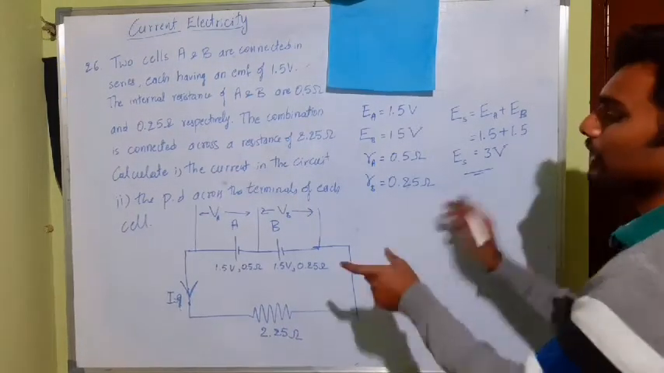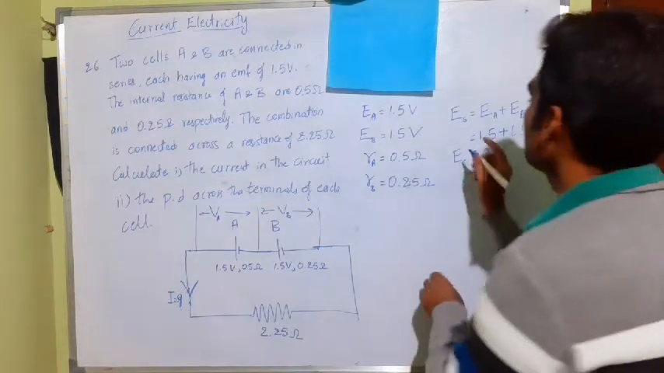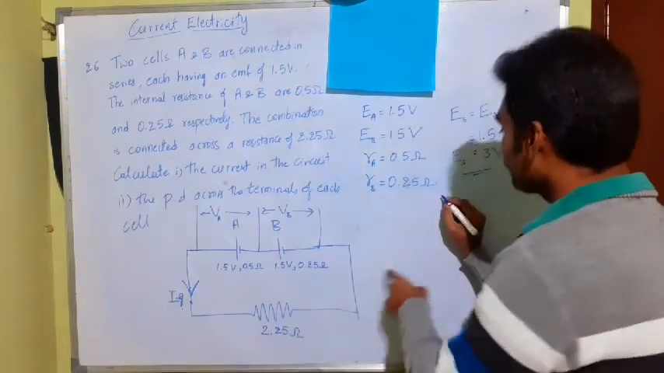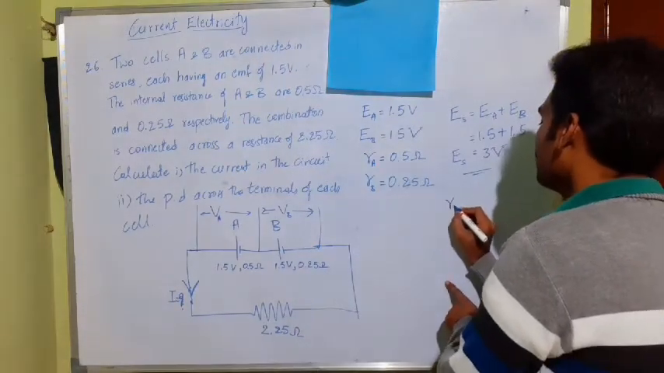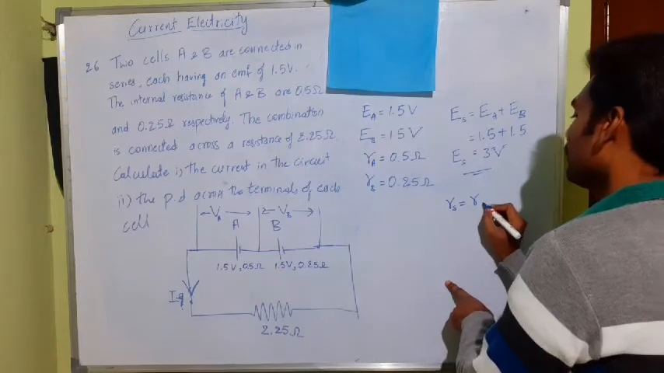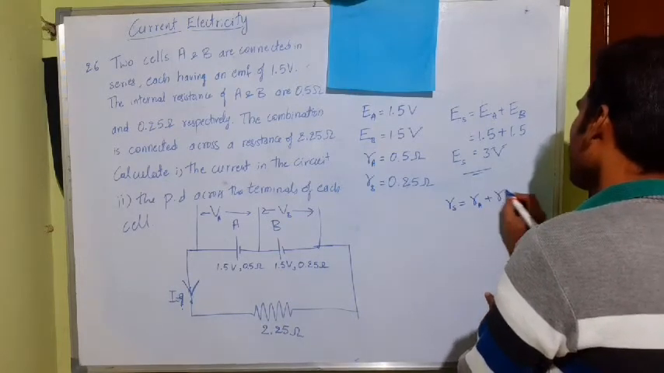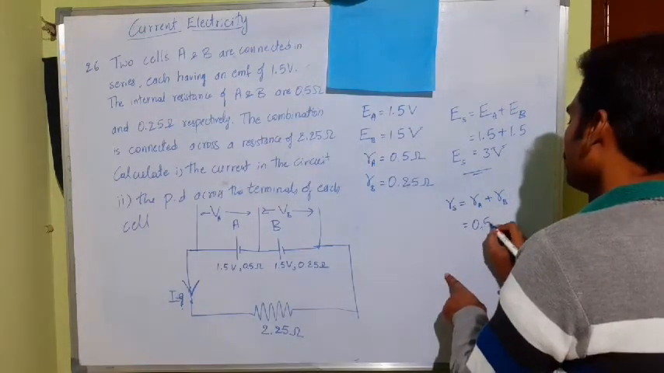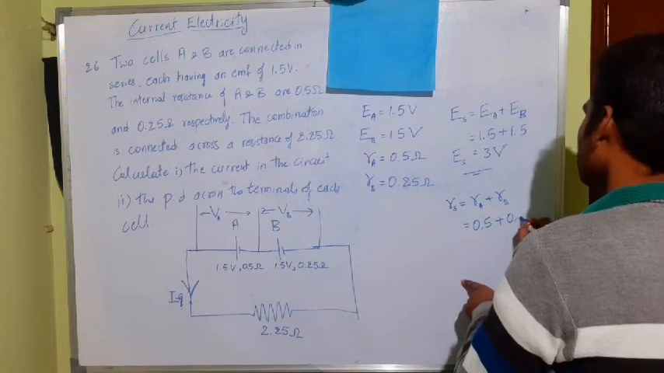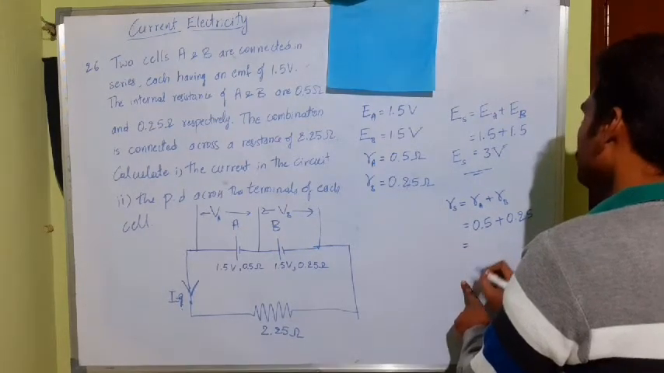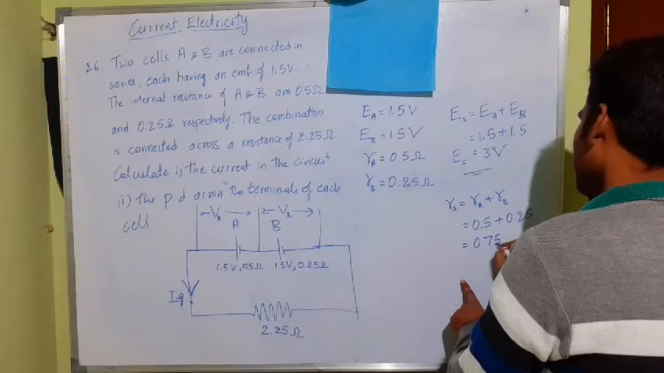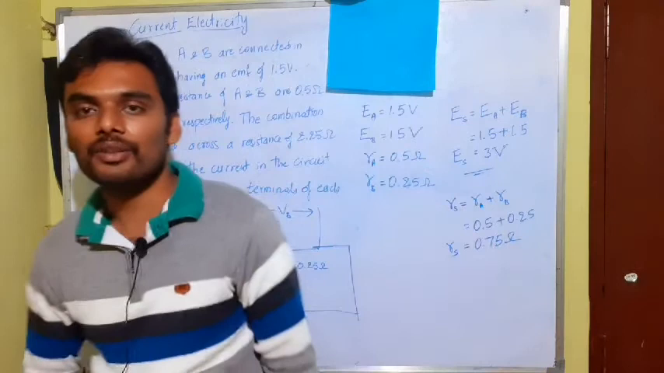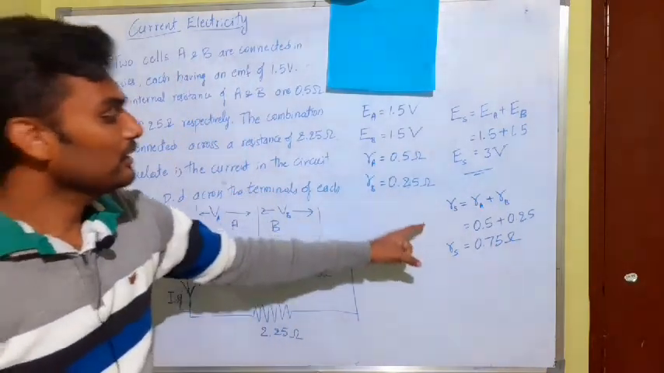So you have the effective EMF. Then come to the internal resistance part. Since the resistors are again connected in series, the internal resistance will simply be RS is equal to R1 plus R2. I can put them as RA plus RB. RA is 0.5 plus RB, which is 0.25, which is equal to 0.75 ohm. So these values give us the characteristics of the effective cell.